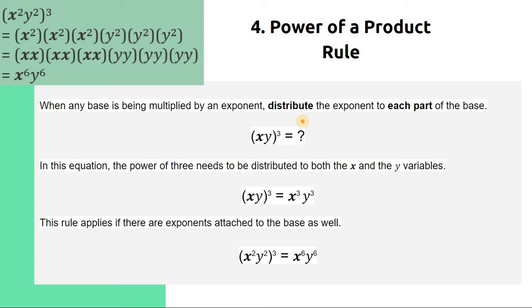So, now let's go to number 4, power of a product rule. So, when any base is being multiplied by an exponent, you distribute the exponent to each part of the base. So, kung merong multiplication, no, inside a given, and then altogether it's being raised by an exponent, so a power, what you would have to do is to distribute it. So, kagaya nito, the power of 3 needs to be distributed to both x and y variables.